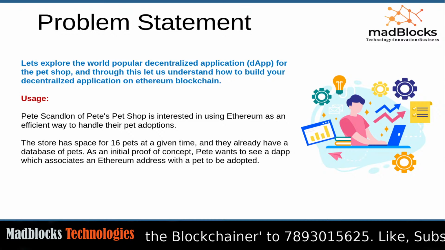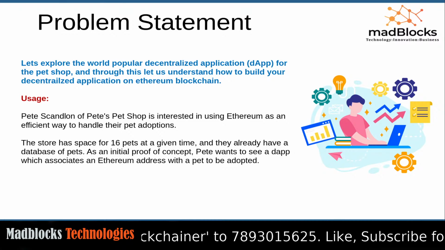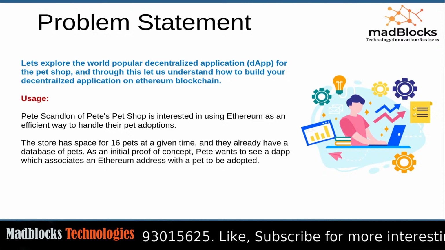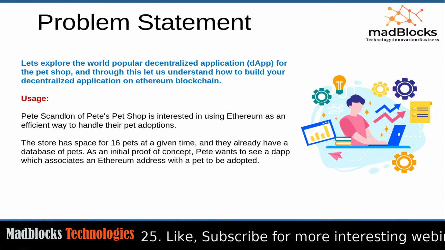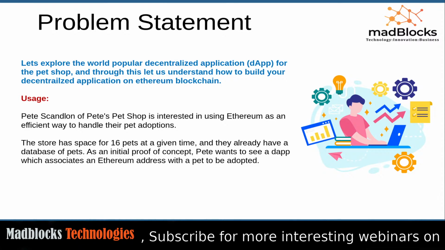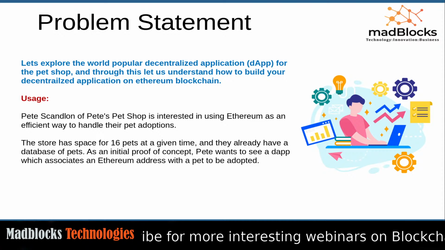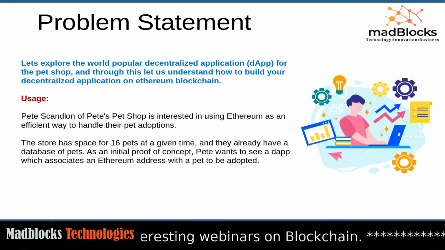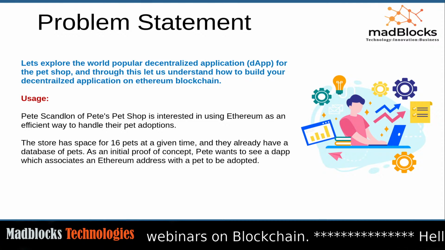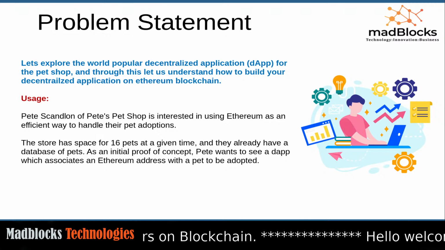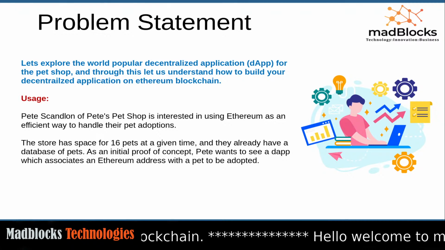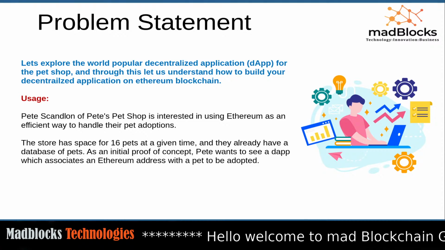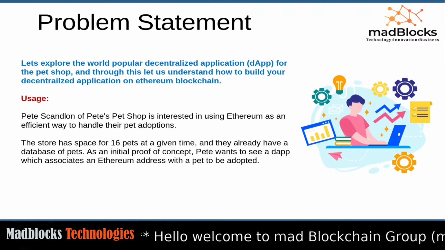So what is the concept here? The concept of this problem is to create a decentralized app for a pet shop, where the pet shop is holding 16 different pets. If you want to adopt a pet, you can purchase that pet and take it from the pet shop through a simple user interface. So we want a decentralized app built on Ethereum to give a user interface to the owner. The owner has to choose the pet from the web page, and that web page will be connected with the blockchain network.